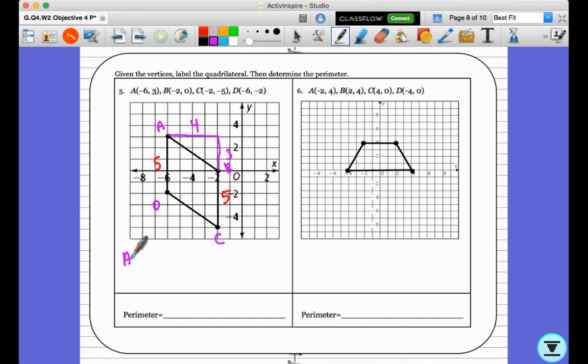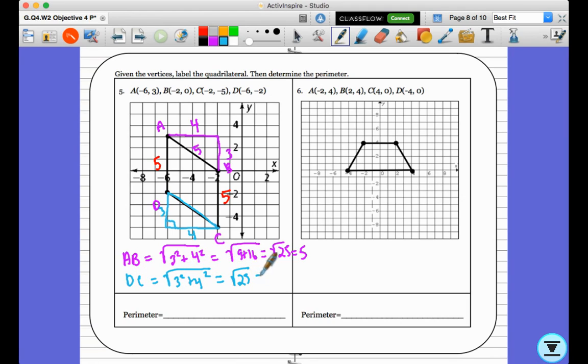So to find the length of AB, I'm going to do the square root of 3 squared plus 4 squared. So that's the square root of 9 plus 16. Square root of 25, which is, oh, look at that, 5. So this has a length of 5. And then this last one, if I'm going to find the length of DC, 1, 2, 3, 4. 1, 2, 3. Oh, didn't I do that? I feel like I did, right? The square root of 3 squared plus 4 squared is the square root of 25, which is also 5. Oh my gosh, 4 congruent sides. What does that mean?